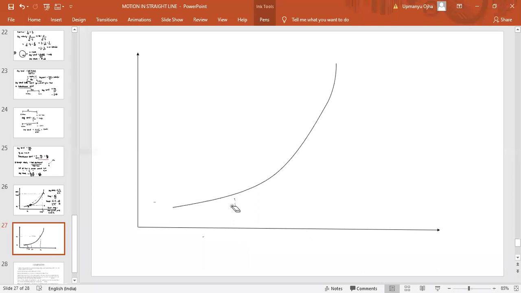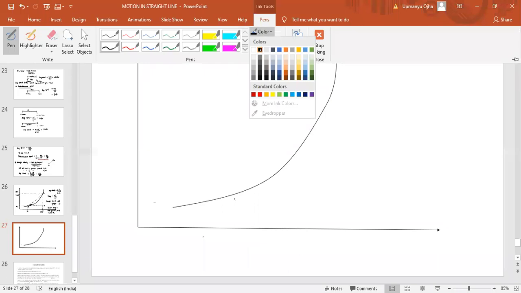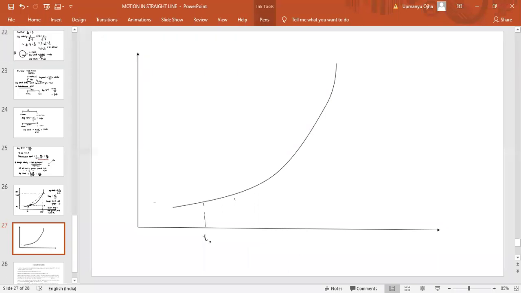Okay, so if the time interval is very small, say this is T1 and this is your T2 interval, now this P1 point and P2 point will be almost coinciding. Now if I draw the straight line in this case, then this straight line will be the tangent to the graph. The straight line will be tangent to the curve. The secant becomes tangent to the curve.